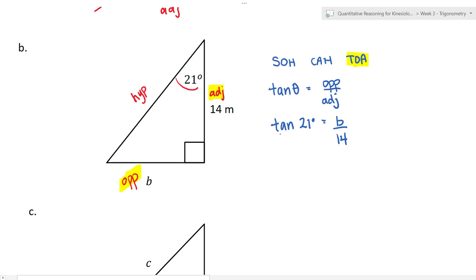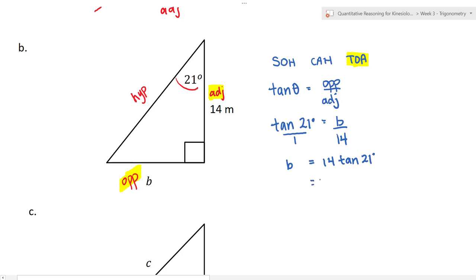To solve for B, we're going to cross multiply, so I'm going to put a 1 underneath the tan 21 degrees. And now I'm going to multiply B times 1, which is B, is equal to 14 times tan 21. I like putting the 14 right in front because then I can type this on my calculator all in one shot. 14 tan 21 degrees.